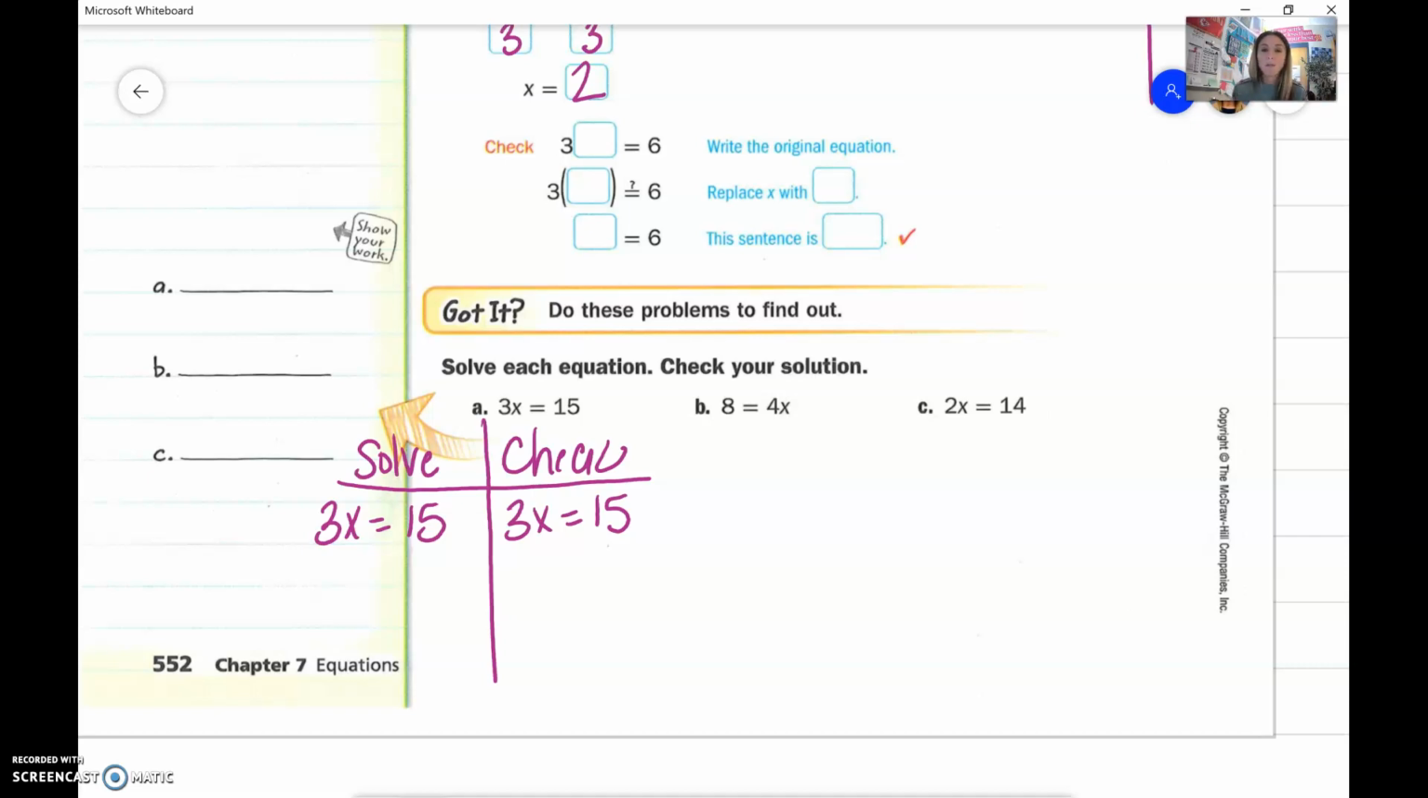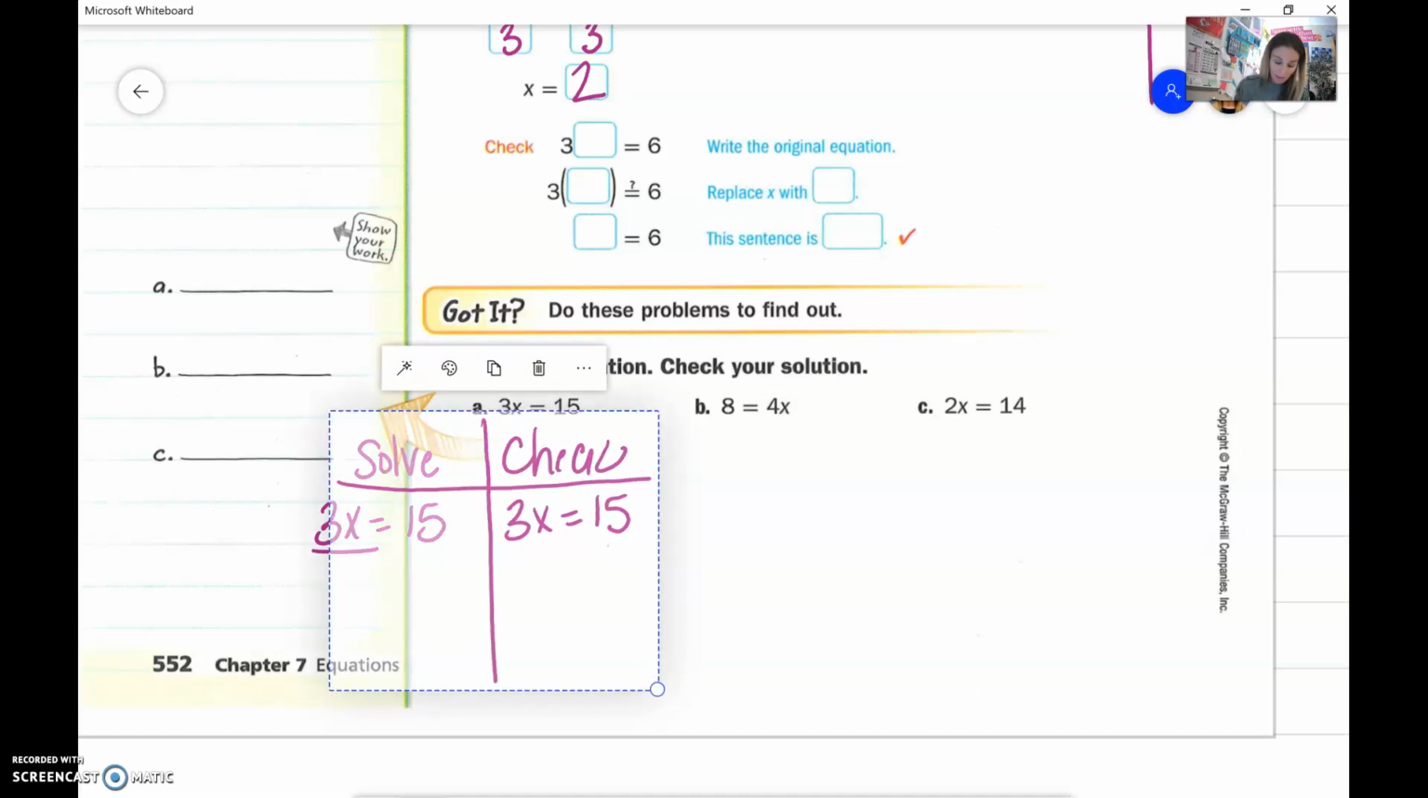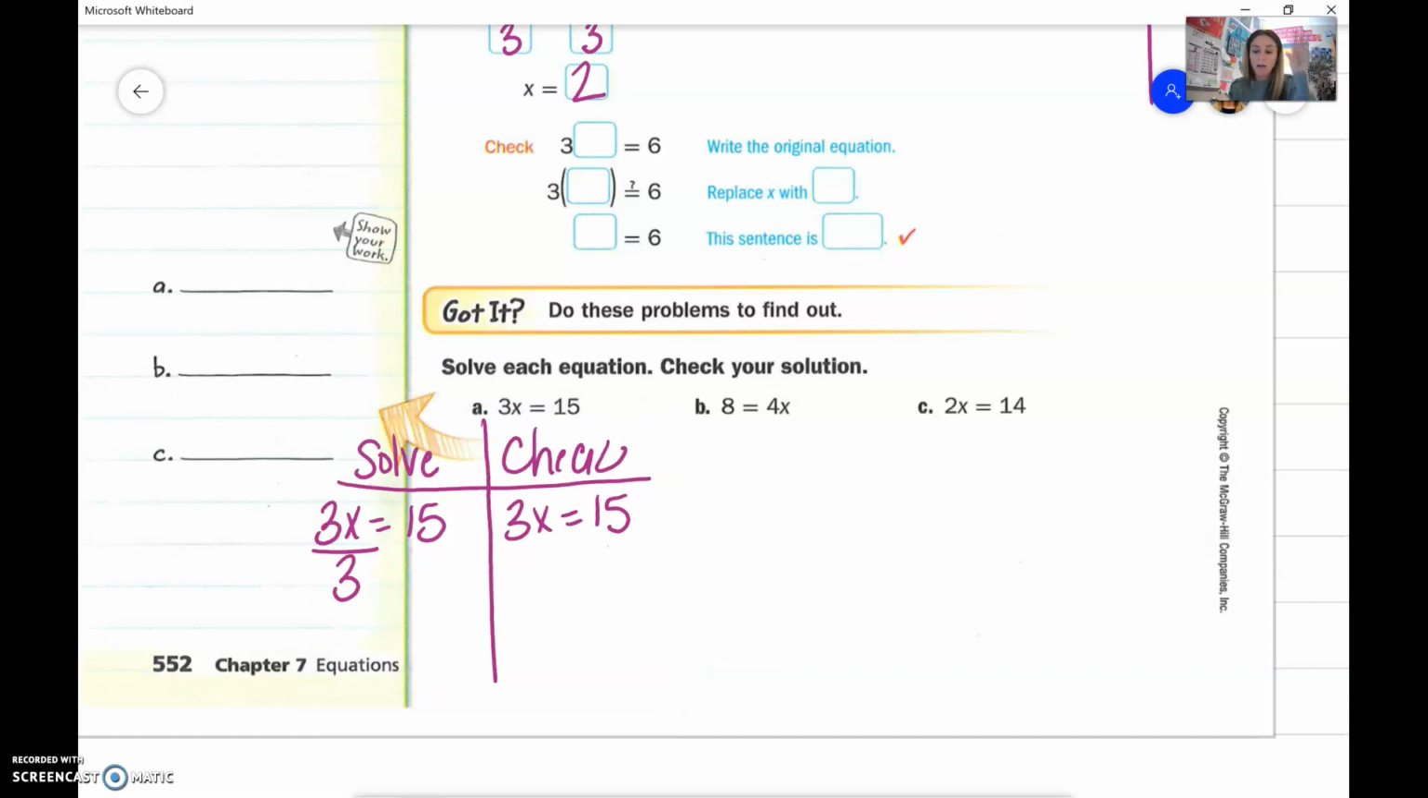So if I'm multiplying by 3x, the inverse operation would be dividing by 3. So whatever I do to one side of the equation, I must do to the other side of the equation.